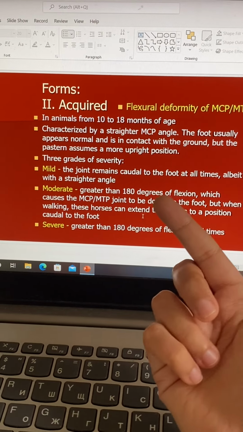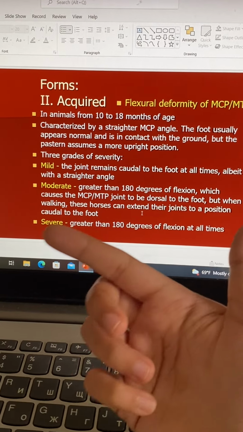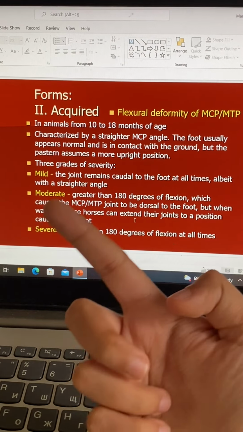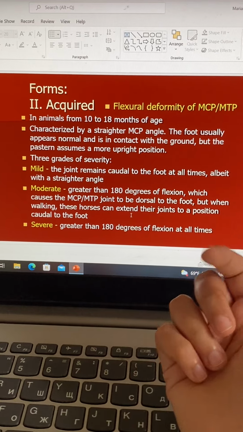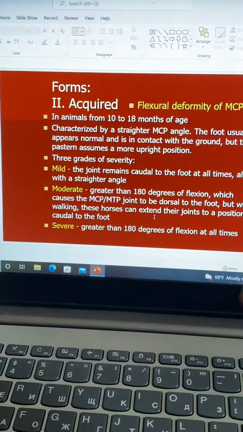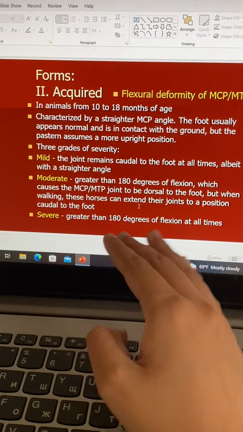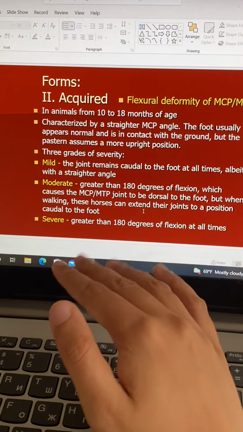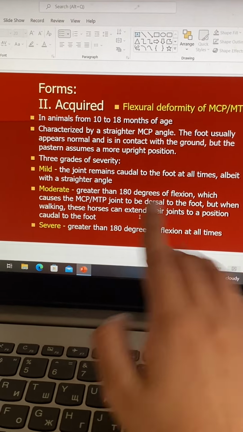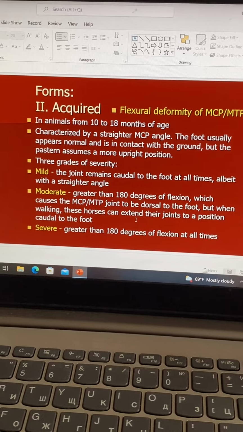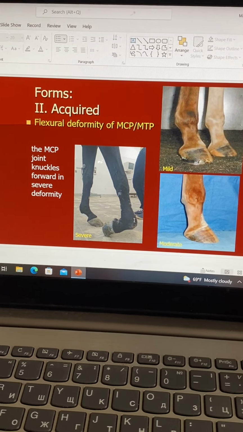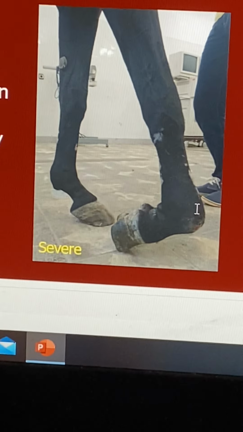With moderate, it's greater than 180 degrees of flexion. Remember that number. It causes the metacarpal metatarsal joints in the moderate form to be dorsal to the foot when walking. So the joints are above the foot, and the legs are quite straight, and the horses can extend their joints to a position caudal to the foot. In severe cases, they're greater than 180 degrees of flexion again, but all the time. You can see the metacarpal joint knuckles are forward in severe cases.